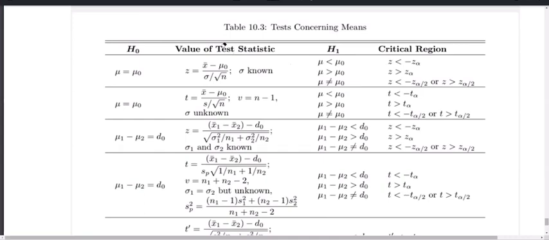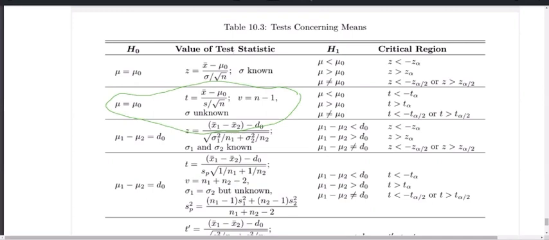Then when do we use T? We actually use this one here when the population standard deviation is unknown and the sample size is very small. So very small means less than 30. That's what I mean. Okay.